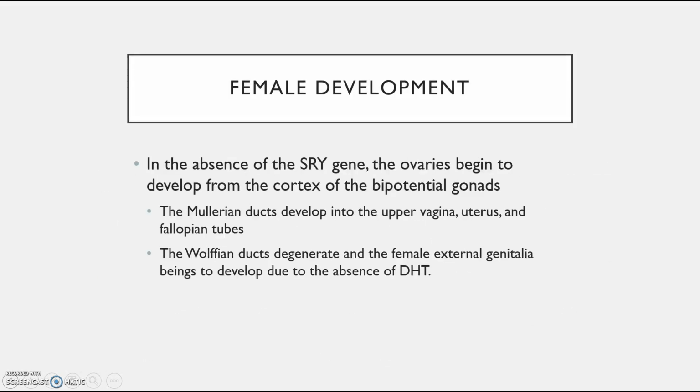In female development, the absence of the SRY gene causes the ovaries to begin to develop from the cortex of the bipotential gonads. So the Müllerian duct develops into the upper vagina, uterus, and fallopian tubes, while the Wolffian duct degenerates and the female external genitalia begins to develop because there is no presence of the dihydrotestosterone.